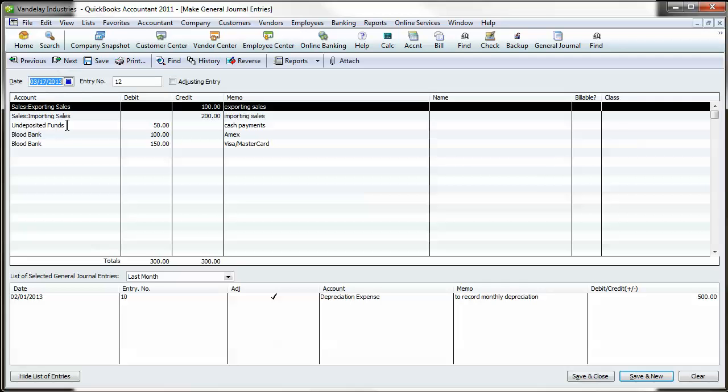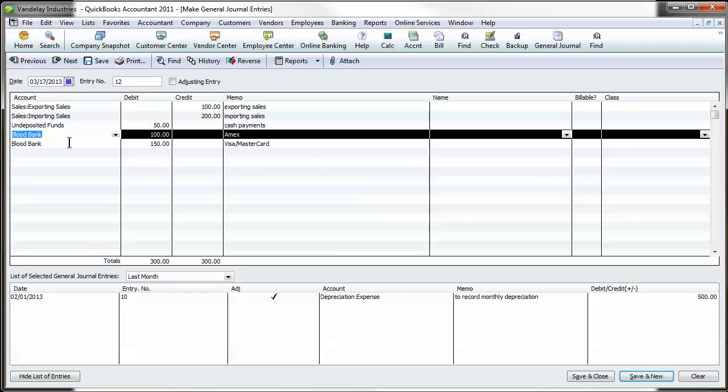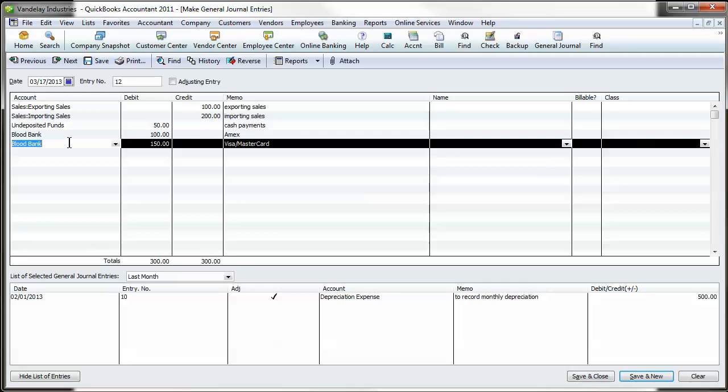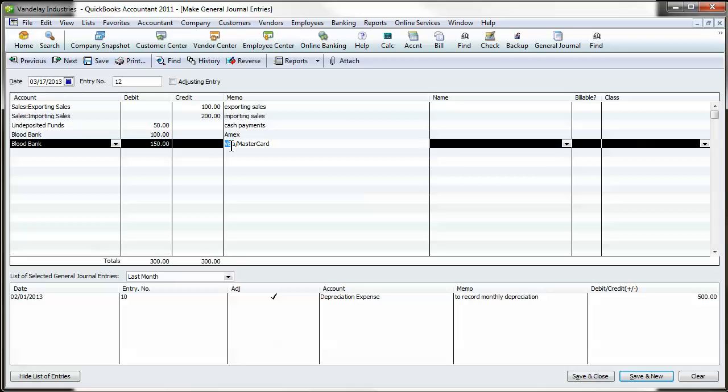Cash payments would get booked to undeposited funds because they're not in the bank yet. You're hanging on to them and you'll bring them to the bank later. So they stay there, and when you get them into the bank, you move them from undeposited funds into the bank. And then we've got two things hitting our bank account. One is the Amex payments and one is the Visa MasterCard payments. The reason being, most of the times, most merchant processors deposit these separately. You'll have to check with yours to make sure that's how it's being done on your end. But this is how a typical, very easy sales journal would look.